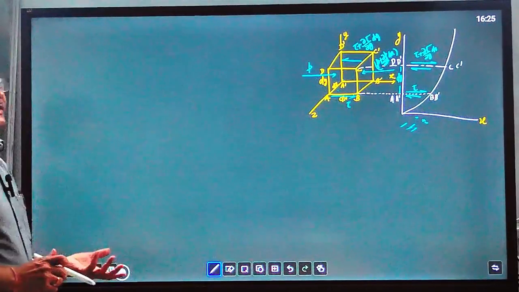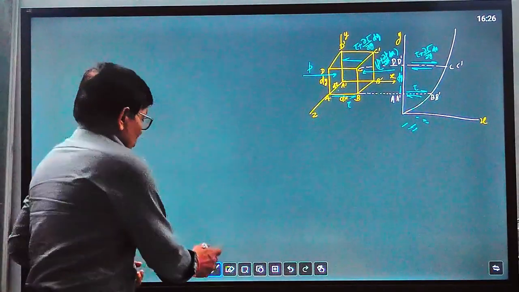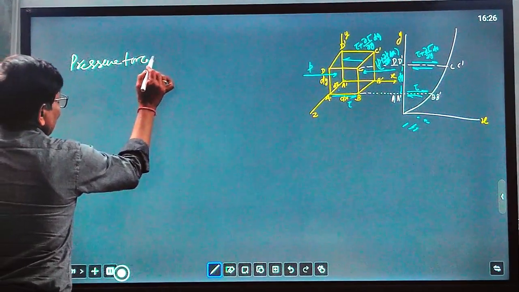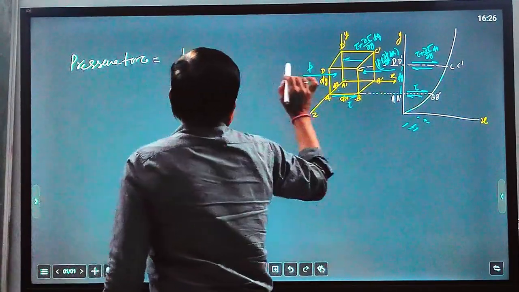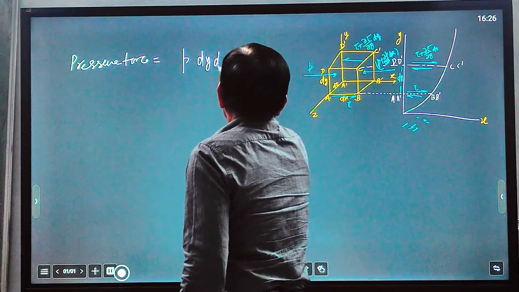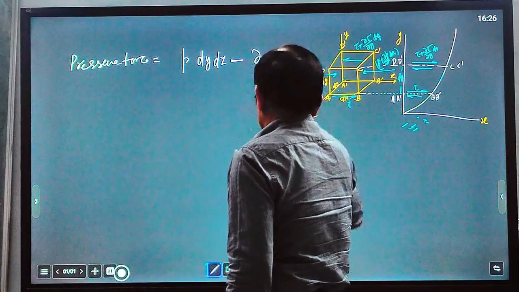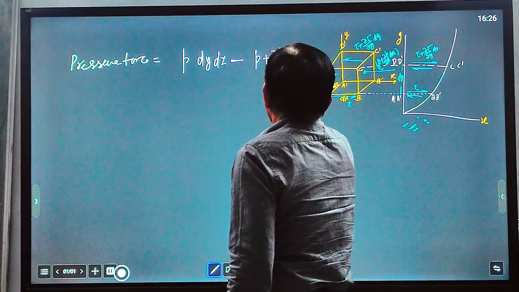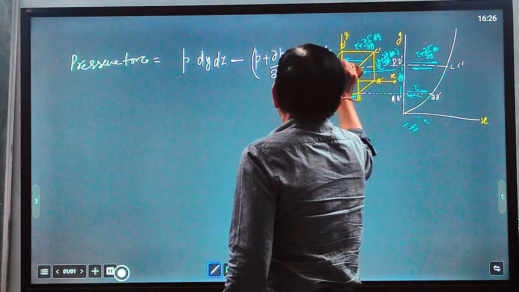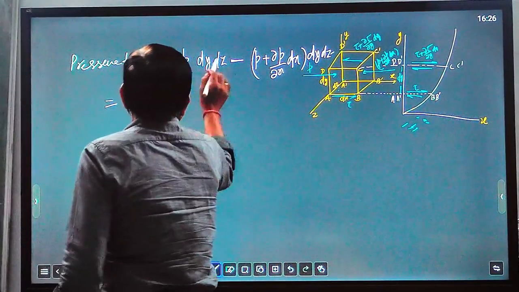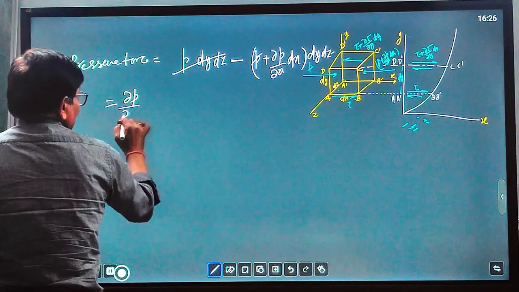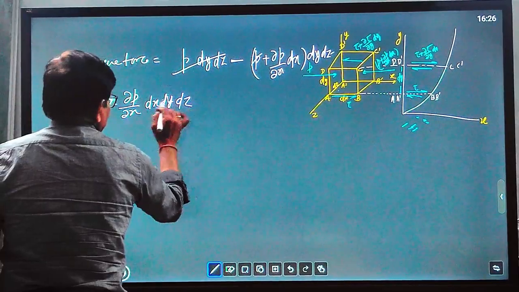So consider the pressure force due to the change in intensity of pressure between two faces. What is the pressure force? Pressure force equals P into area. The area is dy into dz, minus P plus del P over del x dx into the same area dy dz. So the net force, in which the P terms cancel, will be equal to minus del P over del x dx dy dz. That is a negative sign.